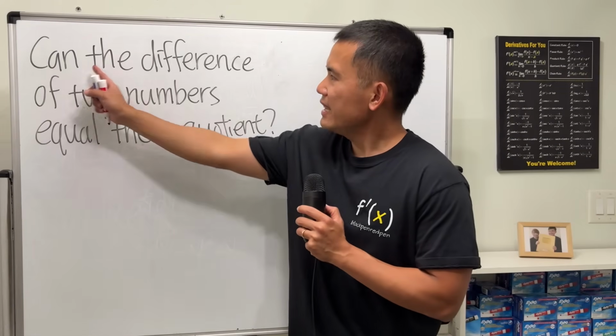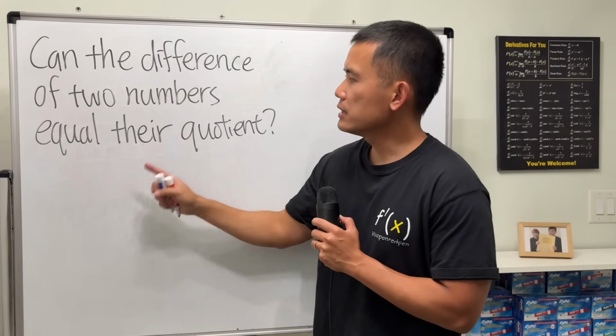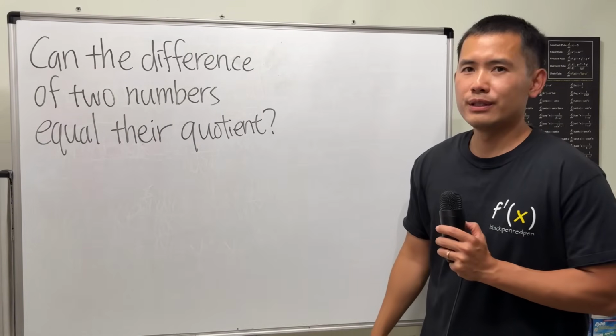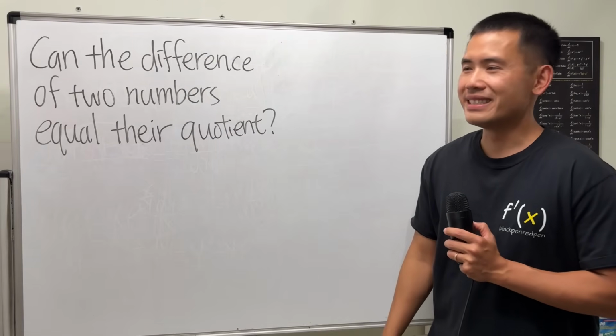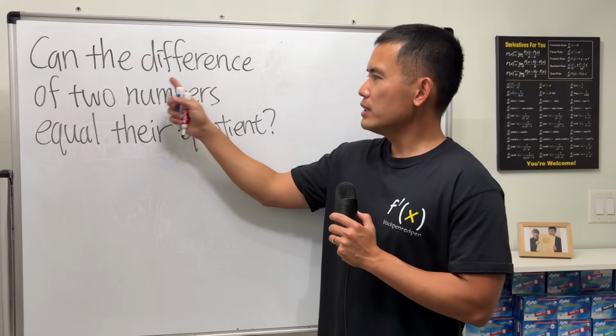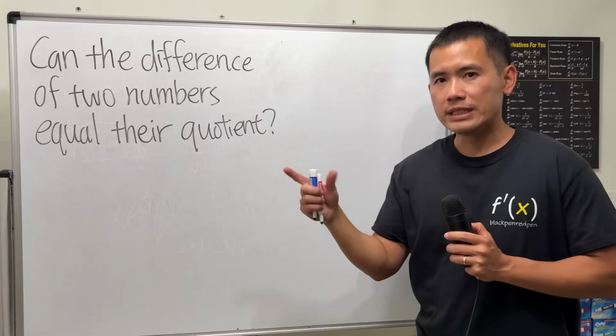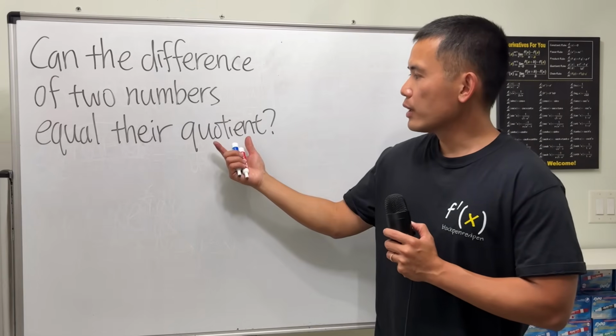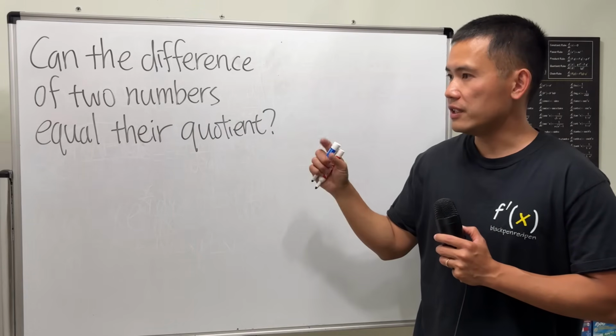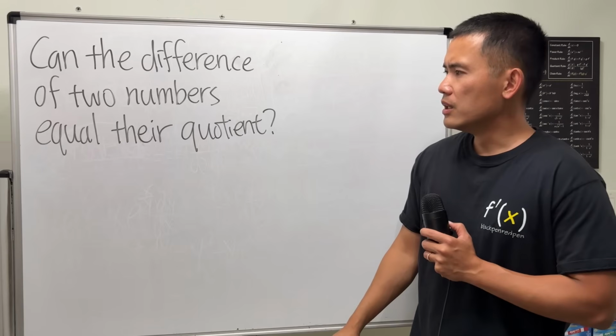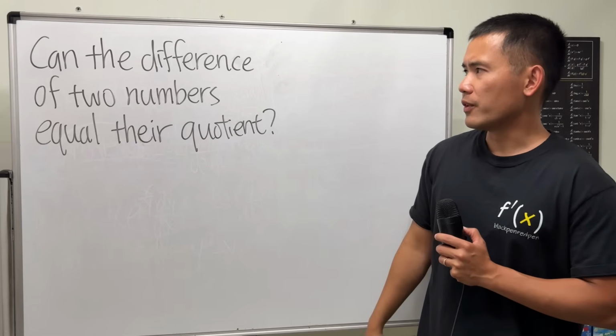So, can the difference of two numbers equal their quotient? Well, what does this question even mean? Firstly, the difference of two numbers means that we subtract these two numbers. And the quotient of the two numbers means we divide the numbers. So, is it possible for this to be true?